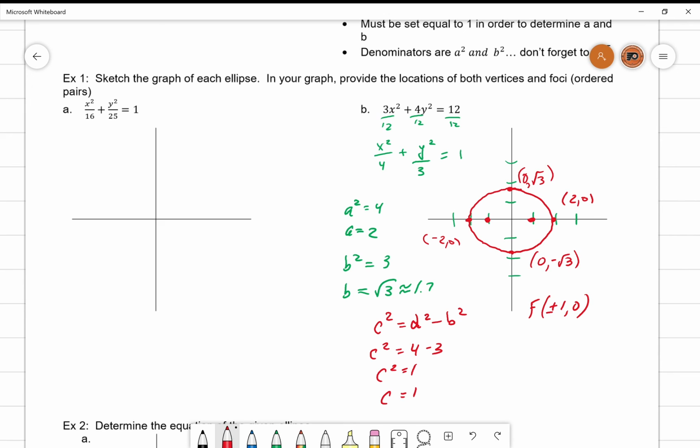We need all those points labeled when we do our graphs. Video 2 coming up.